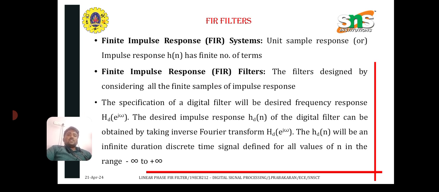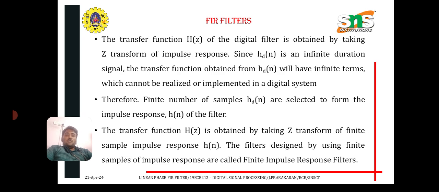The specification of a digital filter will be the desired frequency response HD of e power j omega. The desired impulse response HD of n of the filter can be obtained by taking the IFT, that is the inverse Fourier transform, of HD of e power j omega. The HD of n will be an infinite duration discrete time signal defined for all values of small n in the range of minus infinity to plus infinity.